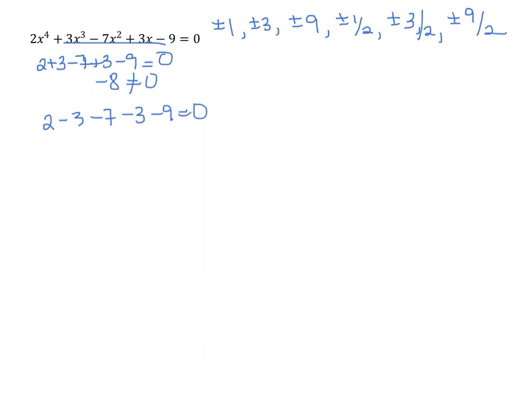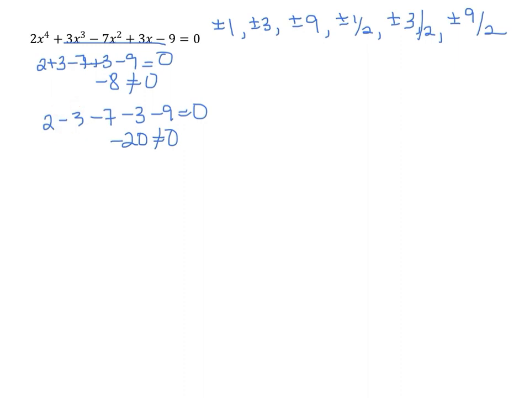We can do the same thing with -1. We'll get 2 minus 3 minus 7 minus 3 minus 9. And for that we get -20. If you're wondering why I said -3 here and +2 here, remember -1 to the 4th is +1. So that's here. -1 cubed is -1, so that's why I have a negative. -1 squared is +1, so this one stays the same. -1 just by itself is negative, so 3 times -1 is -3.